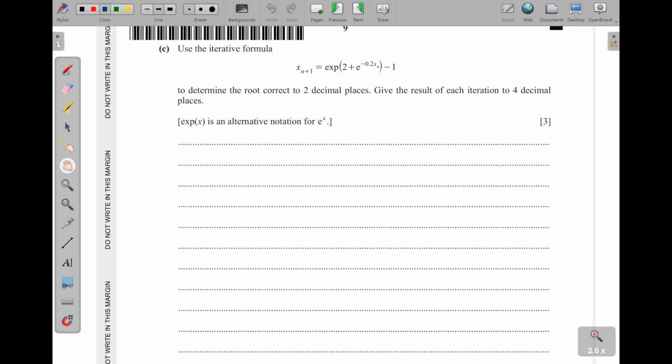Now, since it is in between two values, 7 and 9, I can let the initial approximation be the average. Let's say it is x1, it is going to be 7 plus 9 divided by 2, and you get 8. Then you begin from there. Now x2 is going to be e to the power of 2 plus e to the power of negative 0.2 times 8, and then minus 1. So what do we get?